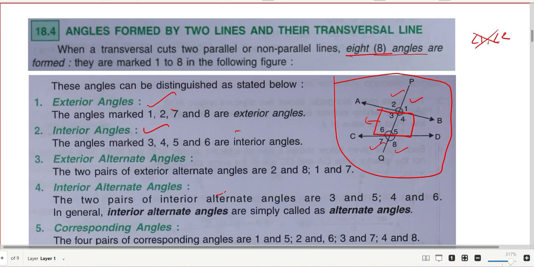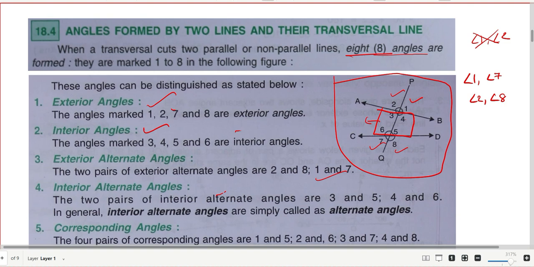So what types of angles are there? Angle 1 and angle 7, and angle 2 and angle 8, are said to be the alternate exterior angles. Okay, in the same manner, alternate interior angles.